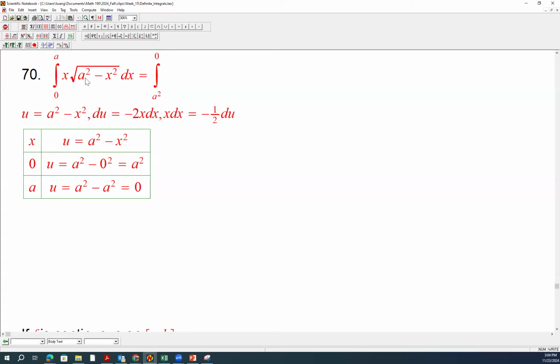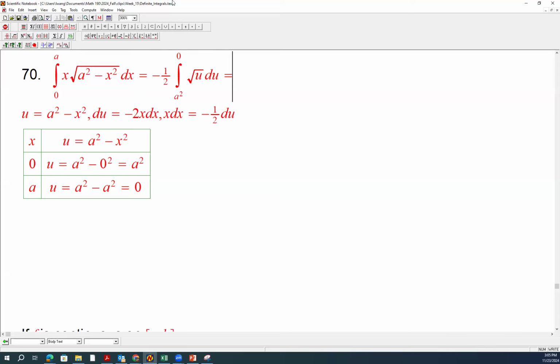Okay, inside the root, that's root of u, square root of u, because that's our u. x times dx equals negative half du. Okay, but if you write it this way, you're going to lose a point. You need parentheses. Or you take this part and put it outside. If you put it outside, you will not need these parentheses. Okay, all right.